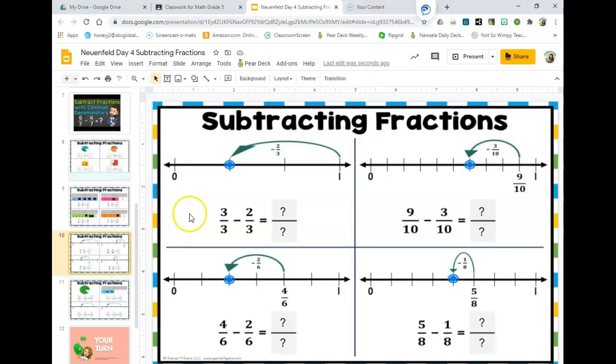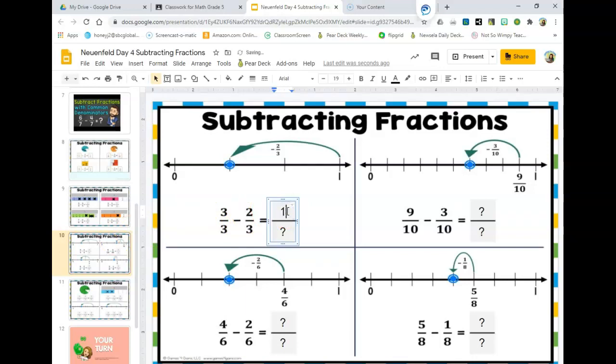Okay, 3 minus 2 equals 1. Remember, we start with the numerator. Then we drag the denominator. Next, 9 minus 3. 9 minus 3 equals 6. And we drag the denominator over.